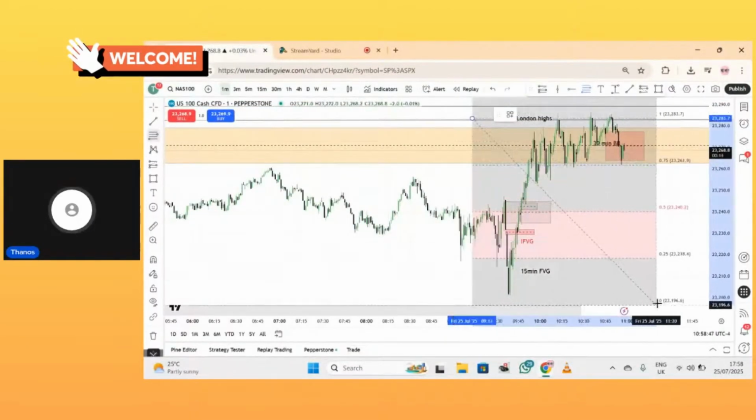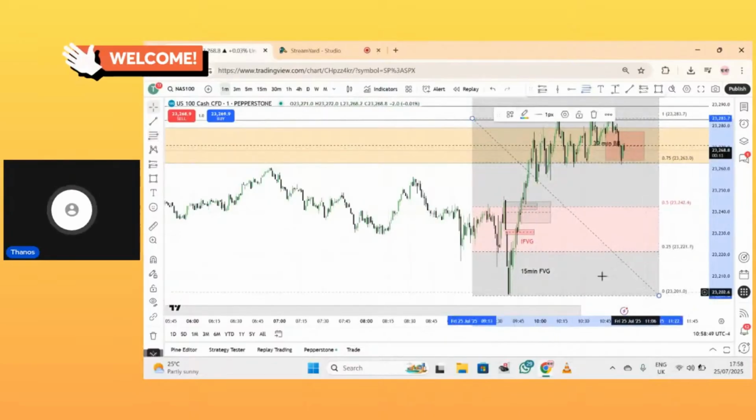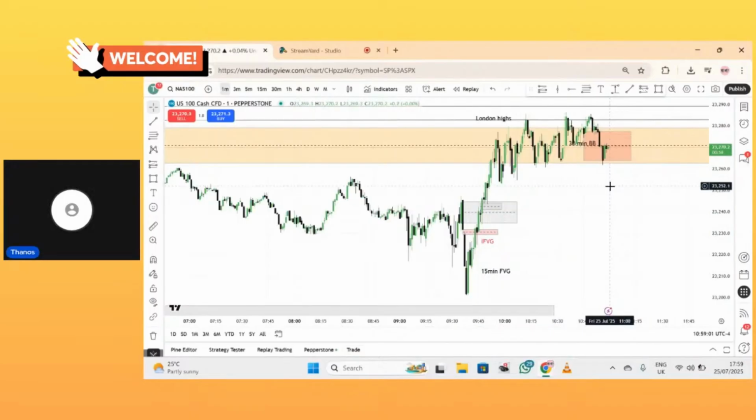My liquidity is up there. You can see my entry is always below 50%. My entry is here, and that is why I have a tight stop loss and a very good RR. So that is how you frame using the RR.